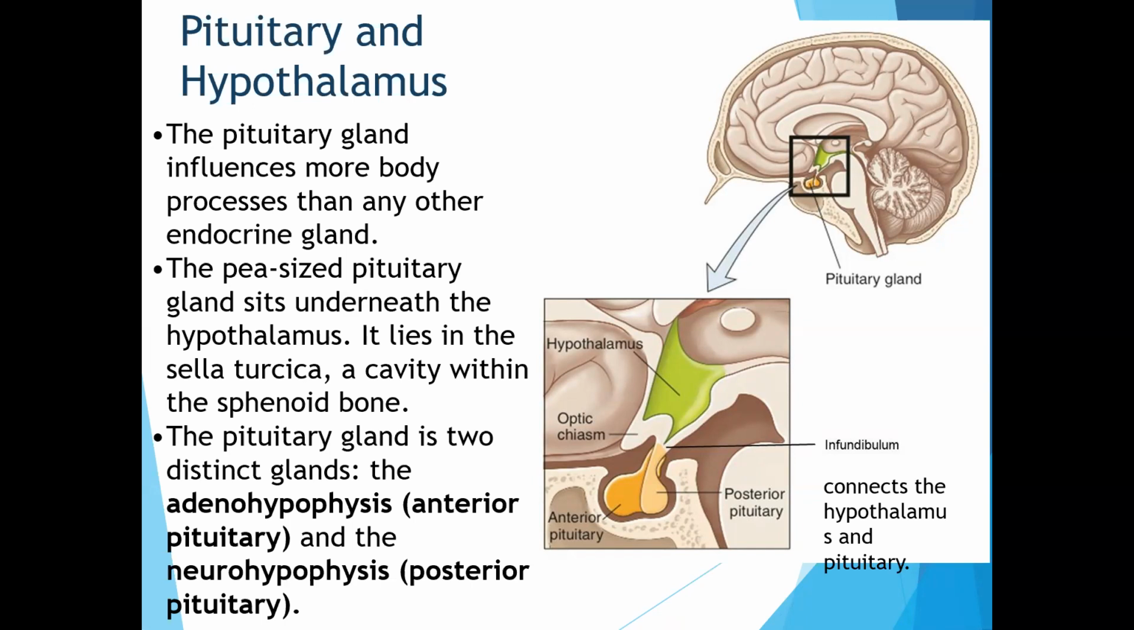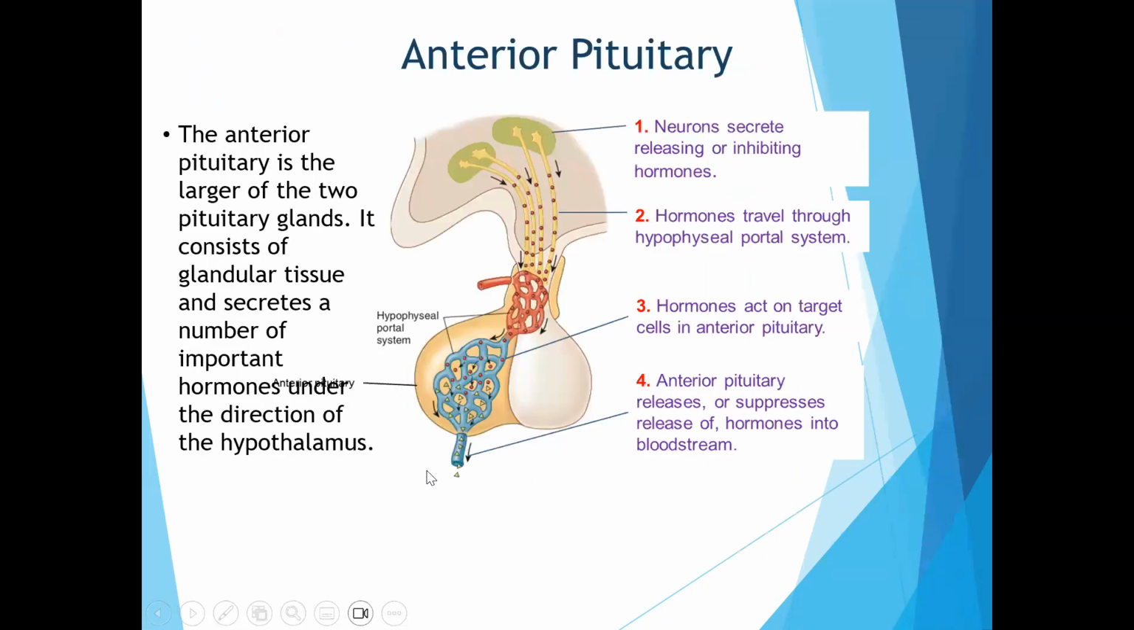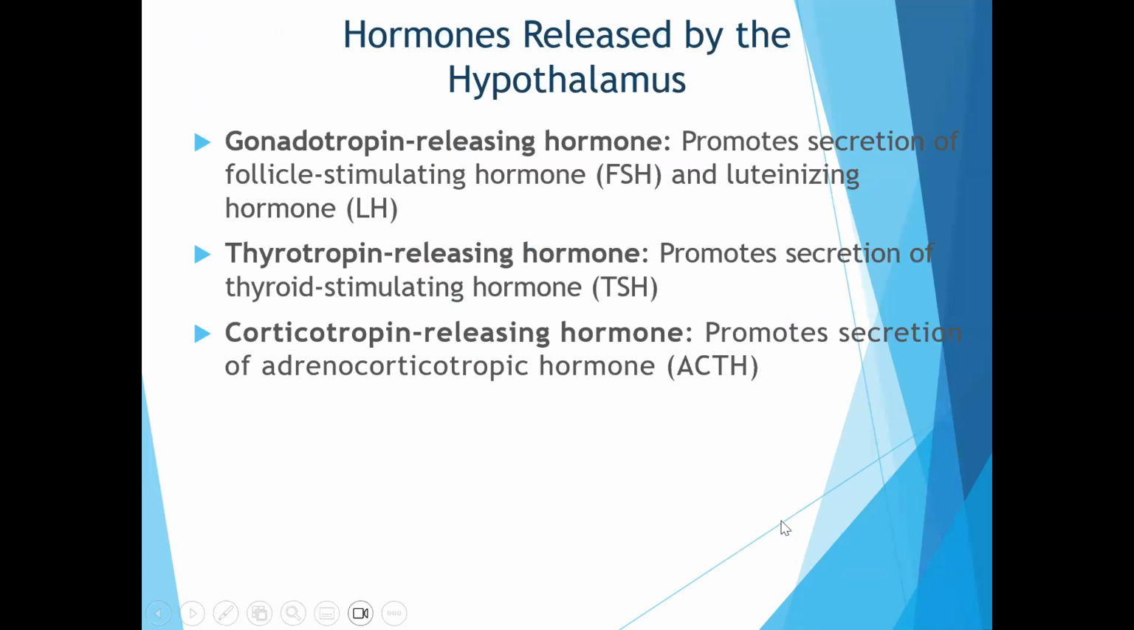And then the pituitary gland is broken into the anterior and the posterior because of the differences in how it secretes its hormones. The anterior pituitary is the larger. It has a lot of important hormones, and the release of these hormones is controlled by the hypothalamus. So the hypothalamus has a lot of hormones that trigger the release of other hormones. So these hormones tend to travel from the hypothalamus to the pituitary gland.